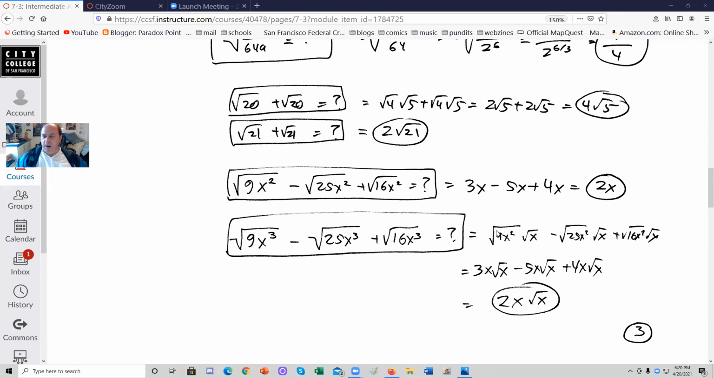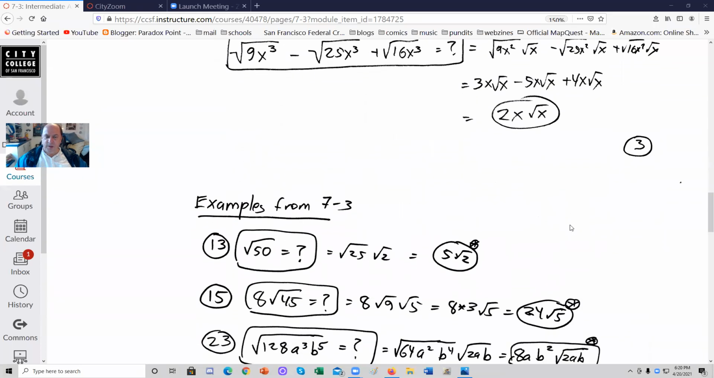Up in here, this root 9x squared is 3x. This root 25x squared is 5x. This root 16x squared is 4x. So this is a lot like the last one, only instead of x here, here, and here, you have x root x here, here, and here. Factor them out, x root x. 3 minus 5 plus 4 is 2, so 2x root x. These are pretty similar problems, of course.